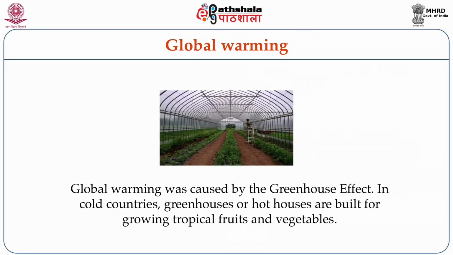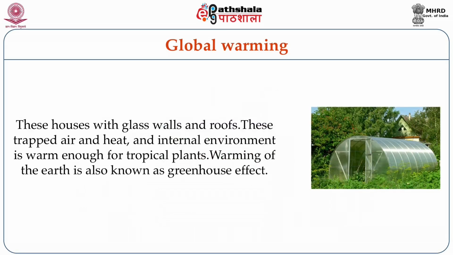Global warming is caused by the greenhouse effect. In the cold countries, greenhouses or hothouses are built for growing tropical vegetables. These houses have glass walls and a glass roof. This helps in trapping warm air and sunlight inside. The internal air then warms enough to be able to grow tropical fruits and vegetables. This is the reason why the warming of the earth is known as the greenhouse effect.